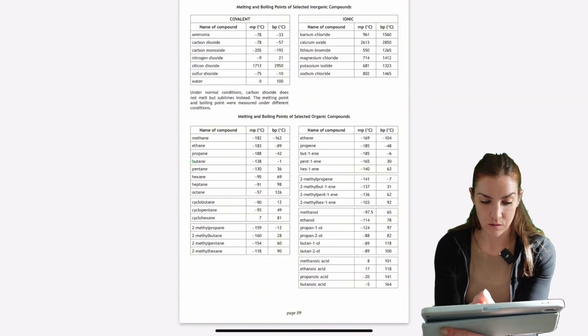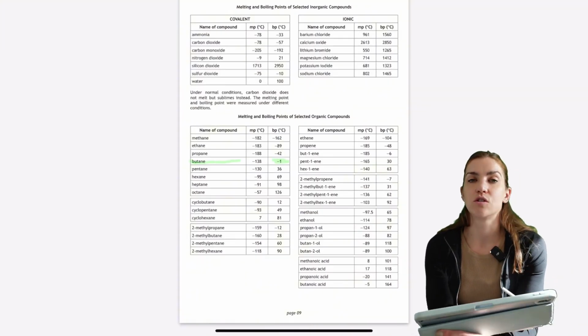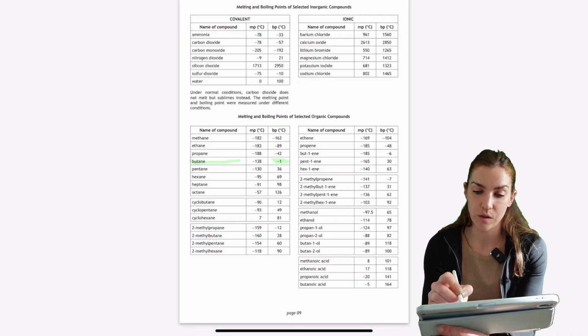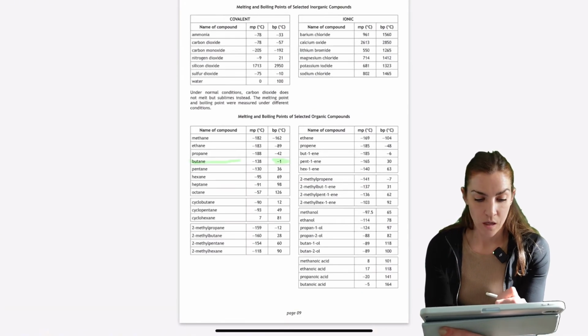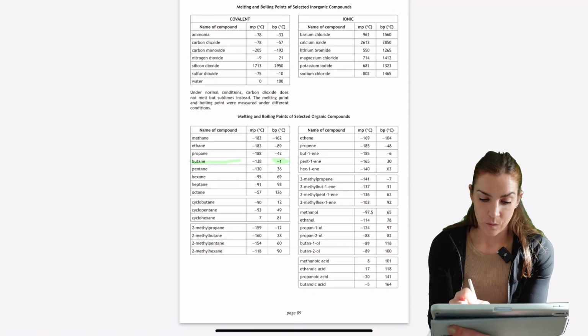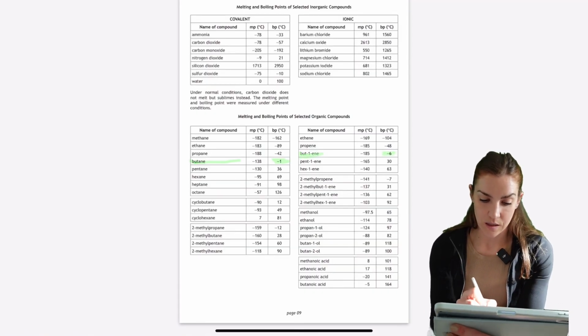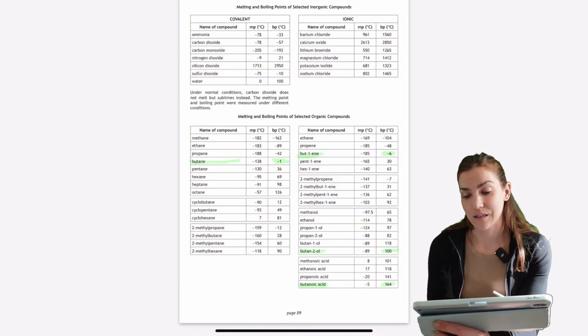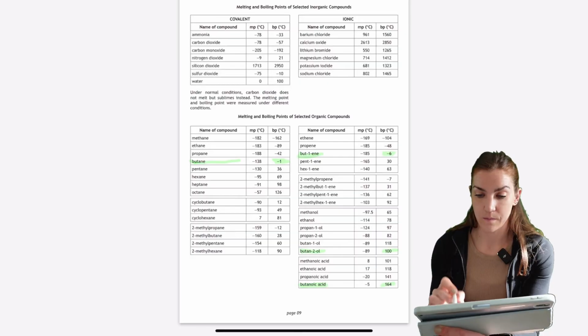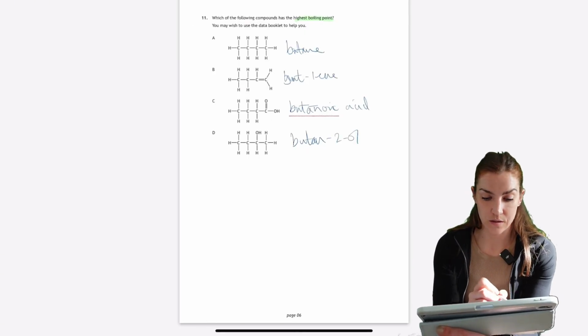So butane, the boiling point was -1. Just make sure you look at the boiling points and not the melting points, because that is what we're asked about, the highest boiling point. With butane, then we've got but-1-ene, which is -6. We've then also got butan-2-ol, which is 100, and butanoic acid, which is 164. So that means that the butanoic acid has the highest boiling point. So that would be our answer, C.